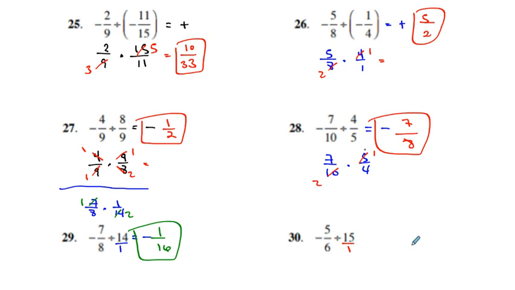All right. Again, this is 15/1. Negative divided by positive is a negative. So this is going to be 5/6 times 1/15. Both divisible by 5. 1 times 1 is 1. 6 times 3 is 18. And negative divided by positive is a negative. Negative 1/18.